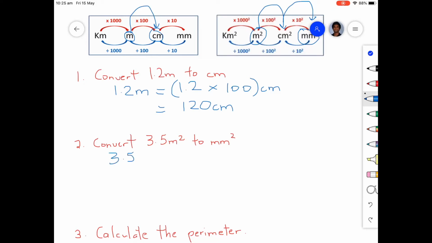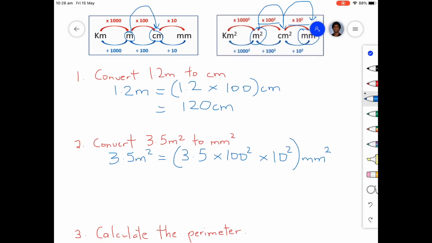So starting off, we have 3.5 meters squared, which equals 3.5, and our first step is to times by 100 squared. That reaches centimeters, and then from centimeter squared, we then need to multiply by 10 squared. We close our brackets, and on the outside are the units that we're trying to reach, which is millimeters squared.